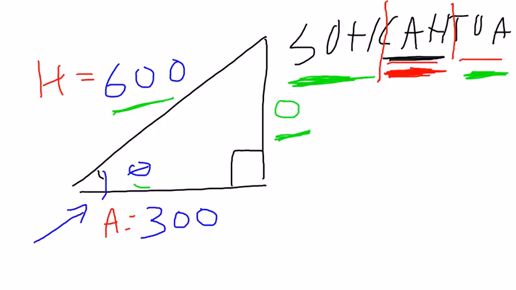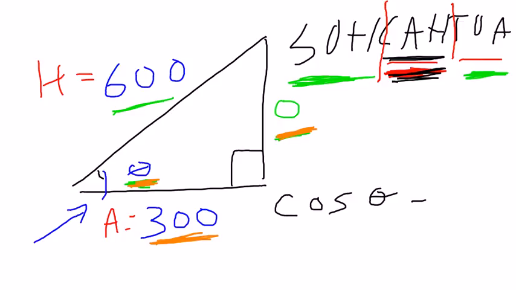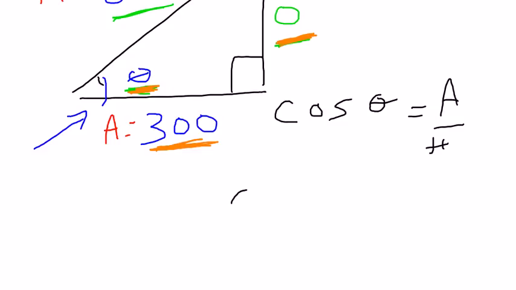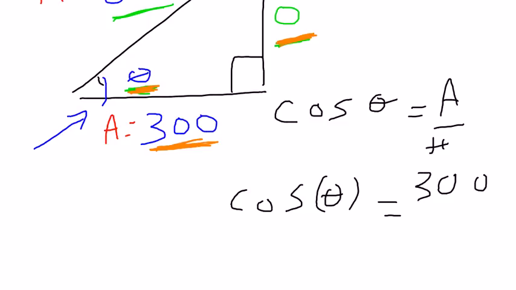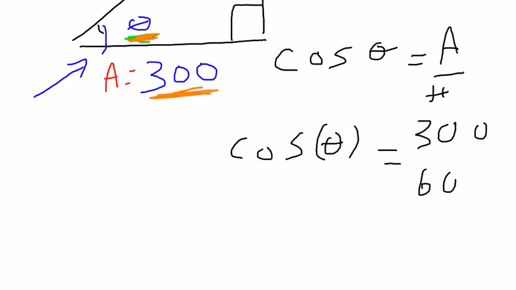Same thing with tangent. We could use tangent, but we would need one more thing between the angle, the opposite, and the adjacent. Again, we're missing the opposite and we're missing the angle, so all we would have for tangent is the adjacent side. Doesn't help us. So what we're going to use is cosine, because cosine of an angle equals adjacent over hypotenuse. We have both the adjacent side and the hypotenuse, so cosine of this angle equals the adjacent side, which is 300, and the hypotenuse, which is 600.